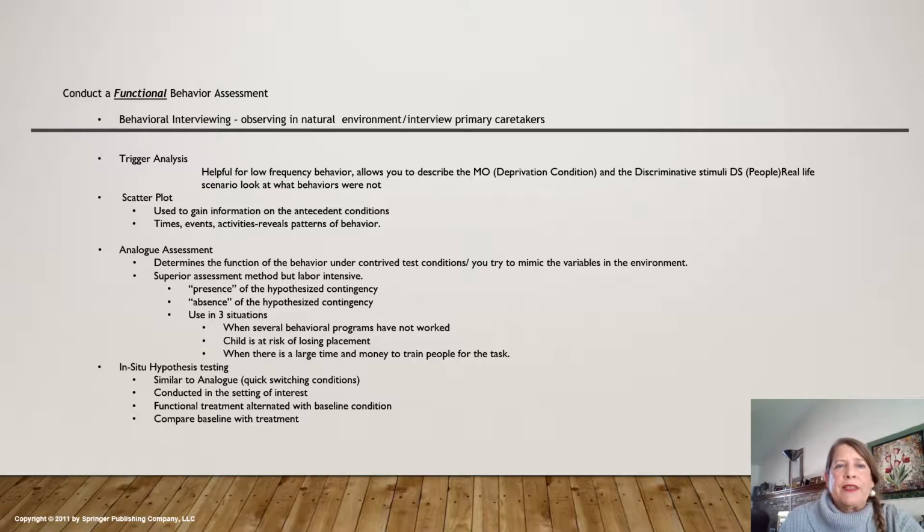All right. Now the scatter plot is when you have plenty of opportunity to observe their behavior, but there are so many antecedent conditions that you don't know when it's happening. So you need a plot that helps you decide what is the timing of these things. When does it happen? Under what scenarios does it happen? Does it happen one-on-one? Does it happen in a large group?